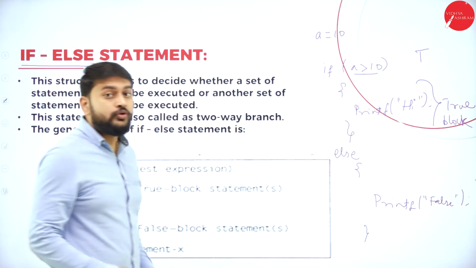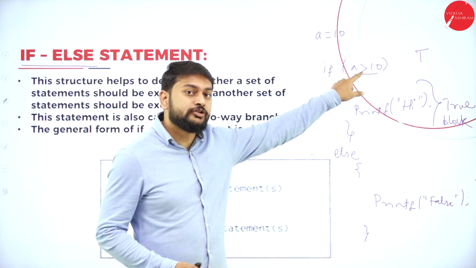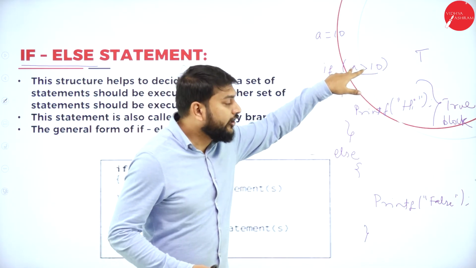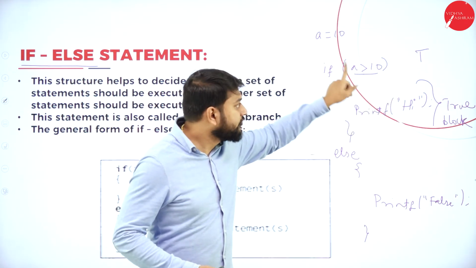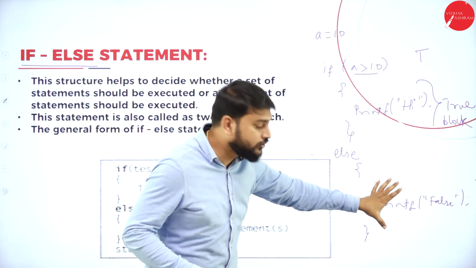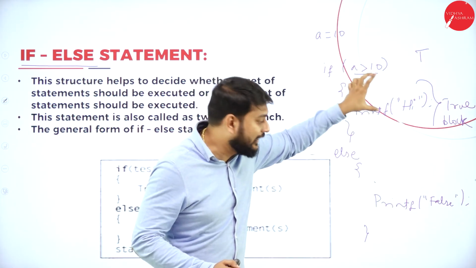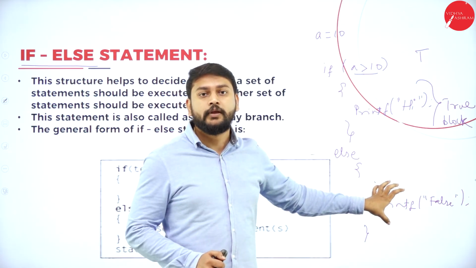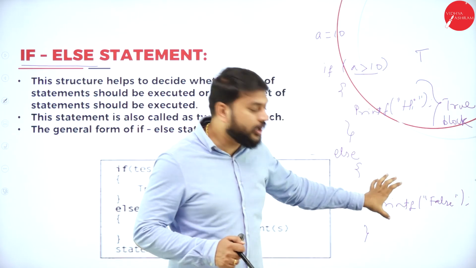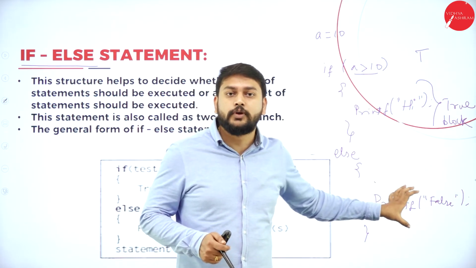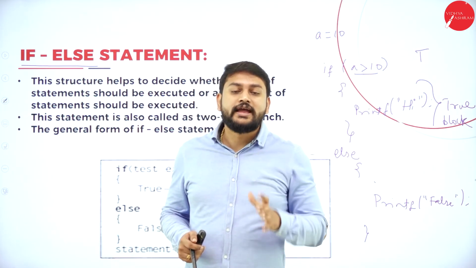Now you need to understand one thing. I have this condition: A is greater than 10. If this condition is true, I will execute this block. If this condition is false, it will execute this block. When it is false, it will not execute this block, only this block. If the condition is true, it will execute only this block, not the other. That is what you need to remember when it comes to if-else.